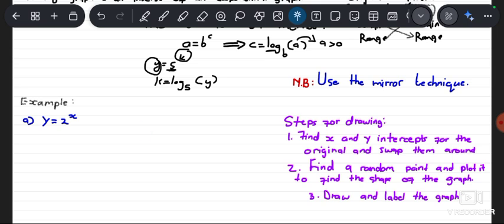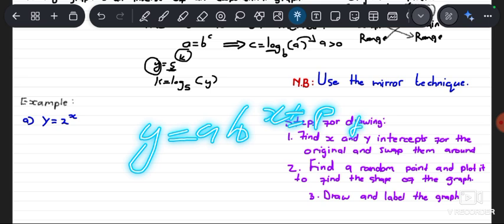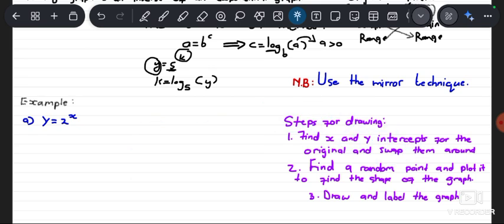Now, I know there are a lot of people who know the strategy: a, b, x plus or minus p, plus or minus q. Looking at a or b is very tedious at some point. I think we should find a way to make it better, and that way is to plot a random point. But to some extent, we still need to know the basics of an exponential or any graph for that matter, so we can know when we are wrong. Then step 3, you just draw and label the graph. But as I said, the mirror technique always works perfectly.